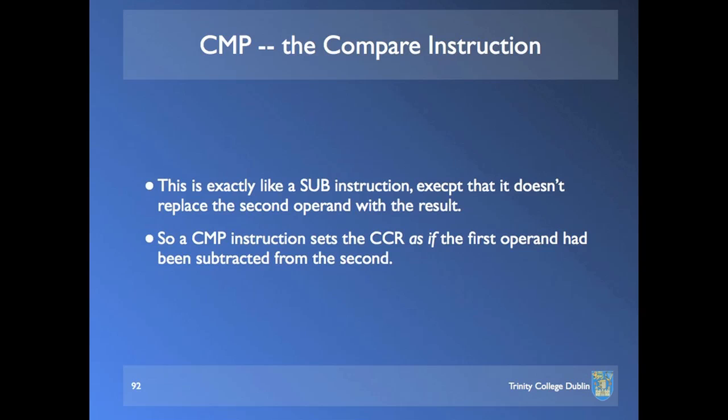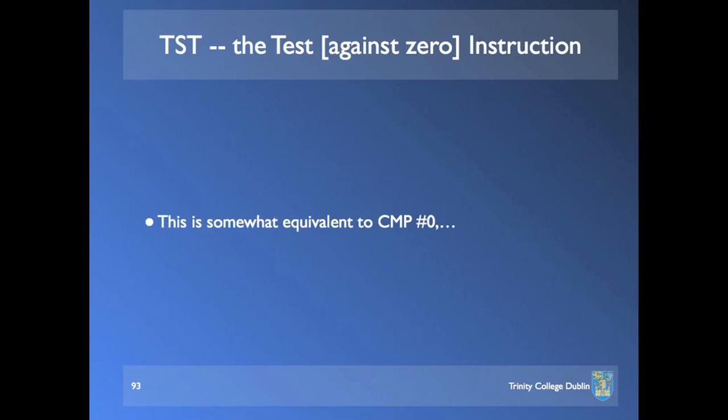Okay, so once again, you're going to use a conditional branch instruction. You have to make sure that what precedes it sets it up according to the condition that you want to test, if you'll forgive my English. Okay, so just a quick look at a couple of these instructions. The compare instruction is exactly like a subtract instruction, but it does not replace the second operand with the result. So it throws away the result, sets the condition code register according to the result, and then discards the result. Very useful.